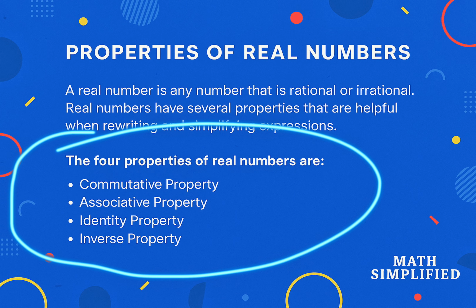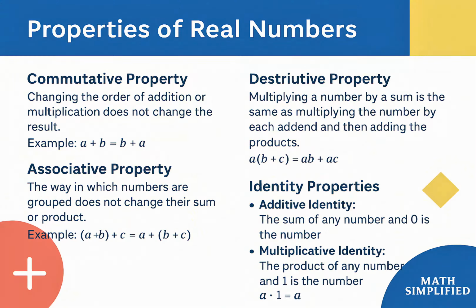is inverse property, okay? So commutative property is just change the order of addition or multiplication does not change the result. So an example here is a plus b equals b plus a. So we change the order of these two variables and it still gives us the same result.